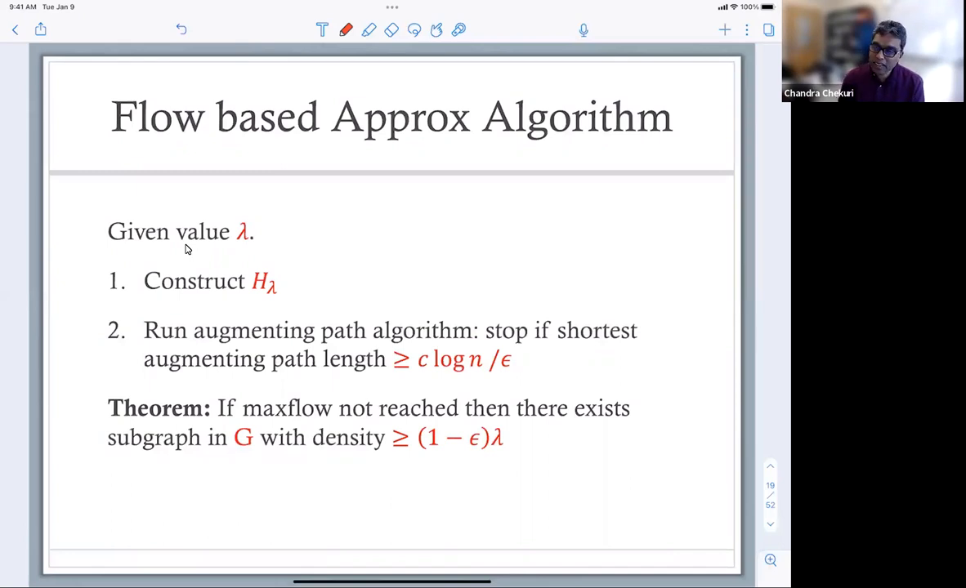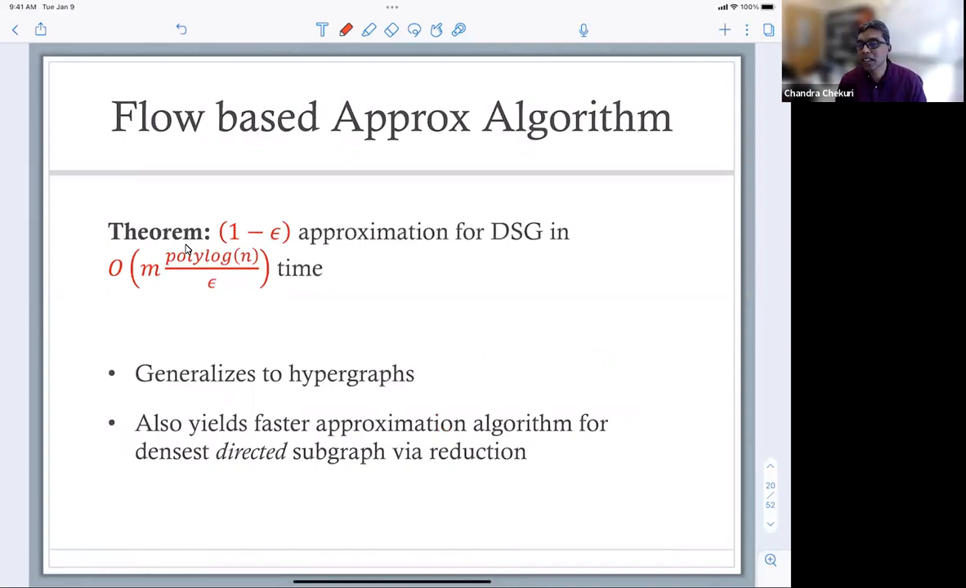So our result is that you don't have to go all the way and solve the flow problem exactly once you have this reduction. It is sufficient to stop the flow algorithm when the augmenting path length is roughly log n over epsilon. You can use standard technology, and this is a structural result. Once you have this, you get the corollary that you can compute a 1 minus epsilon approximation for the densest subgraph problem in m polylog n over epsilon time.